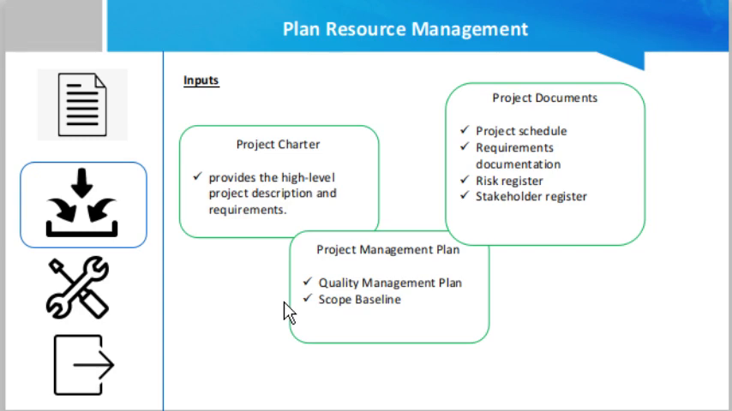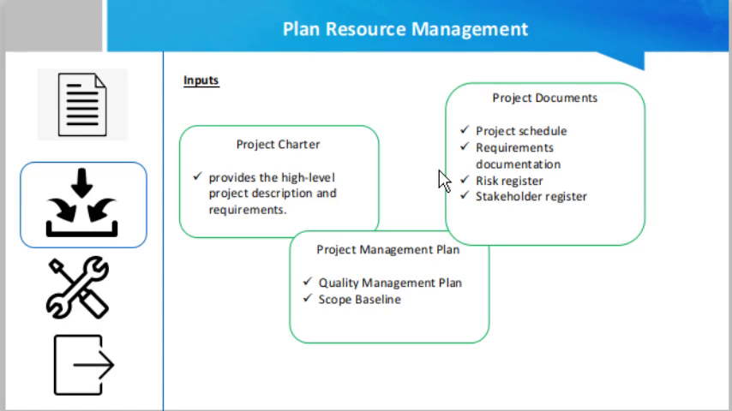Then the scope baseline. The scope baseline identifies the deliverables that drive the types and quantities of resources that will need to be managed. Then project documents. Project documents include the project schedule. The project schedule shows the timeline for needed resources. Then requirements documentation will dictate the type and amount of resources needed for the project and may influence how they are managed. Then the risk register.